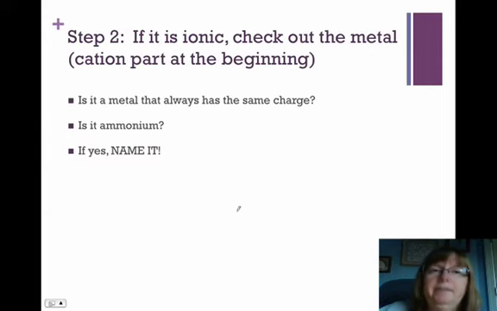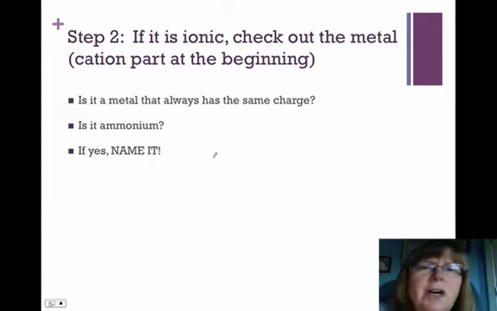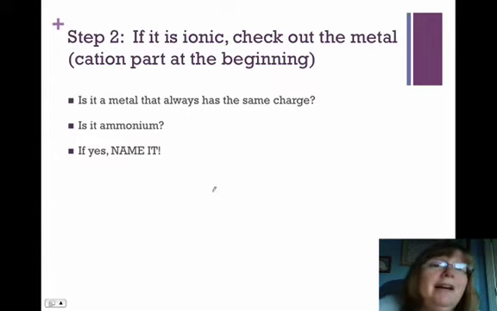Alrighty, now, step 2. If it is ionic, we've got to check out the metal, that cation part at the beginning. Is it a metal that always has the same charge, like group 1A and 2A metals, they're always +1 and +2? Is it ammonium? Okay, if it is, we're ready to name it right now.